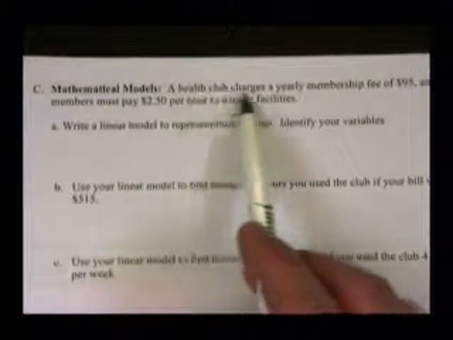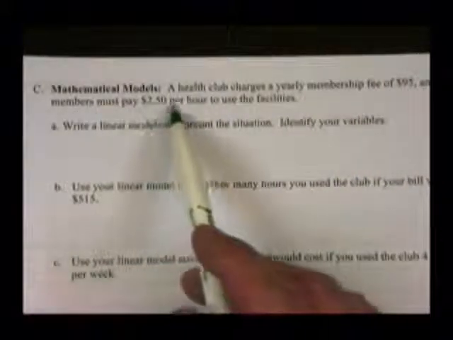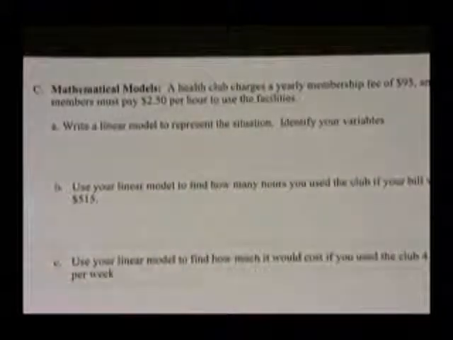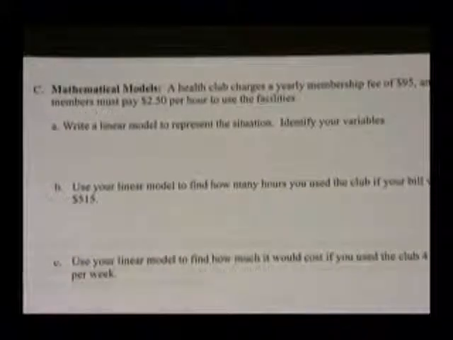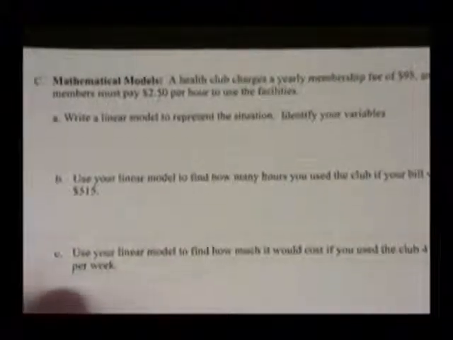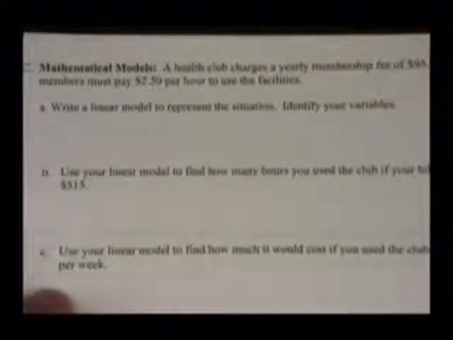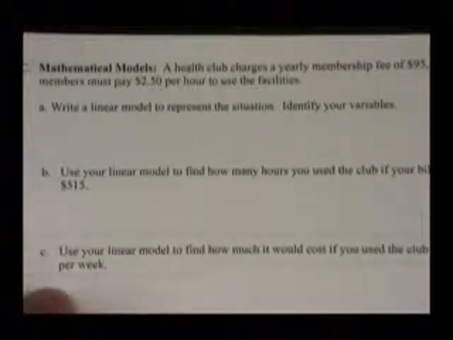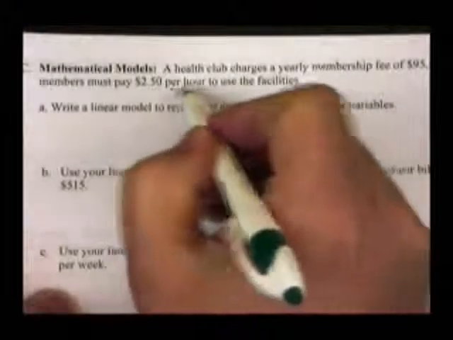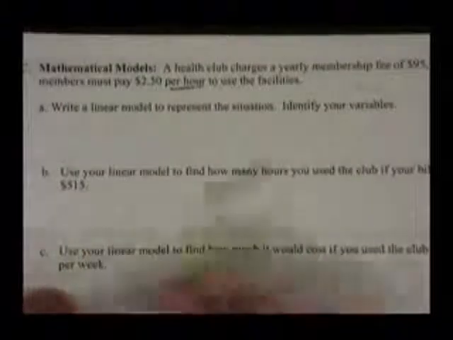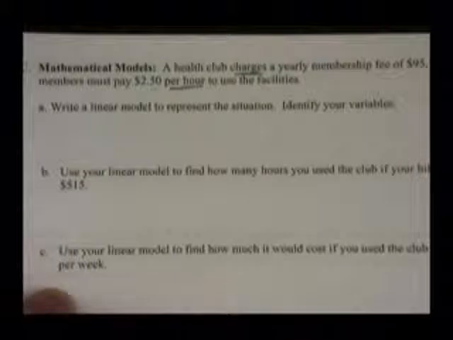And it says that a health club charges a yearly membership fee of $95, and members must pay $2.50 per hour to use the facilities. Write a linear model to represent the situation and identify your variables. So the first thing you want to figure out is, what are your variables? What is changing here? Well, the two things that are changing are going to be how many hours you're using the facility and how much you're paying. Okay, those are two things that are changing.